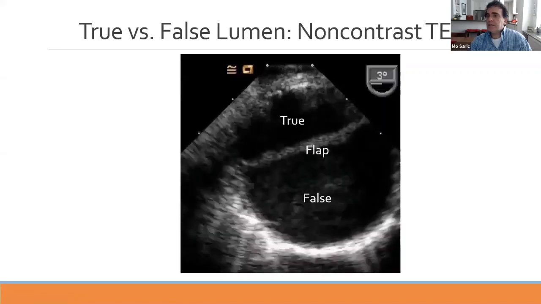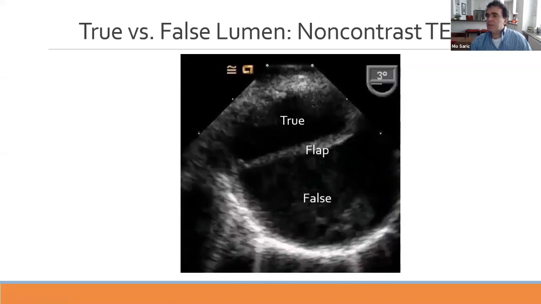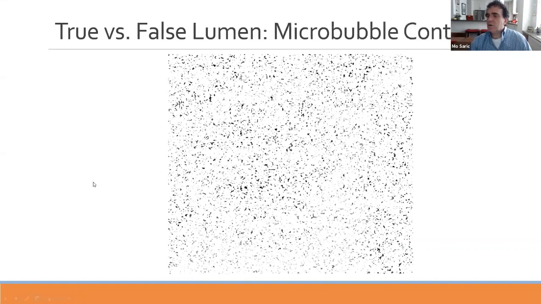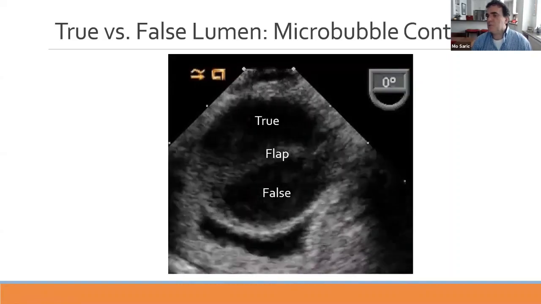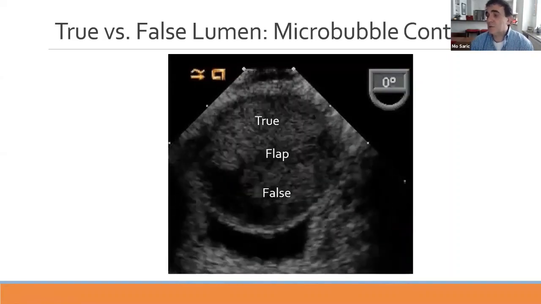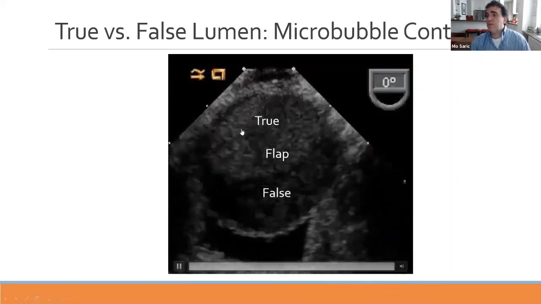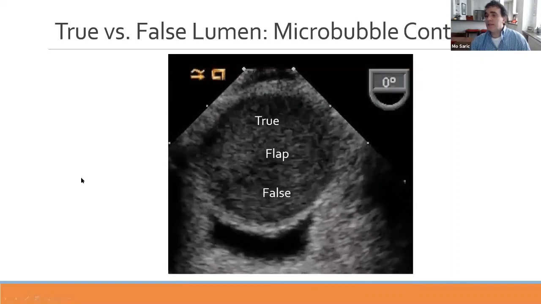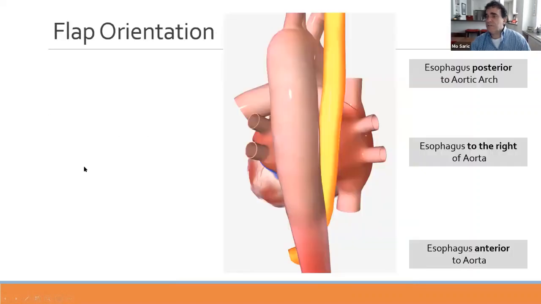And then this is the true and false lumen. There's a dissection flap on a non-contrast study, but if you're not sure which is the true and which is the false lumen, you can use microbubble contrast or ultrasound enhancing agents, and you see the true lumen will fill first and the false next. So microbubble contrast entered the true lumen first.